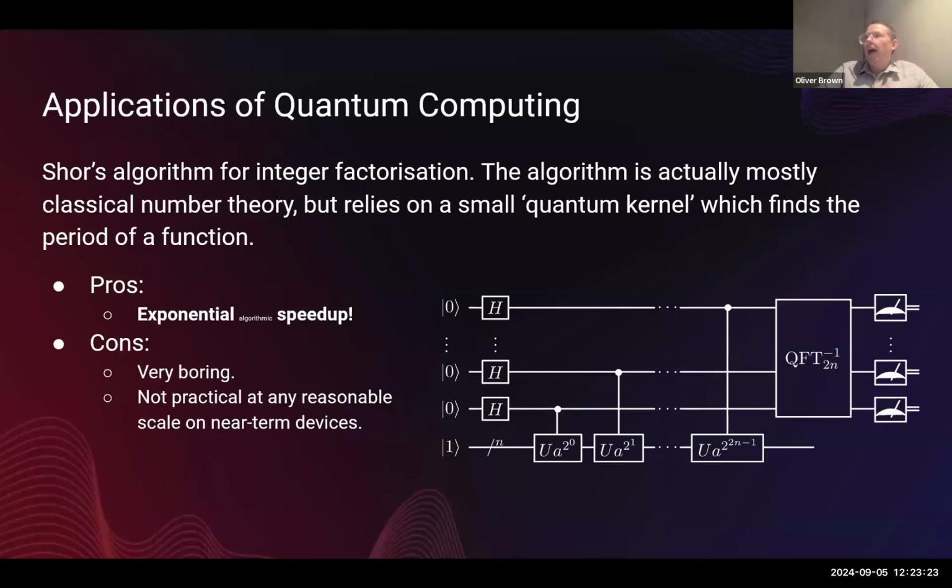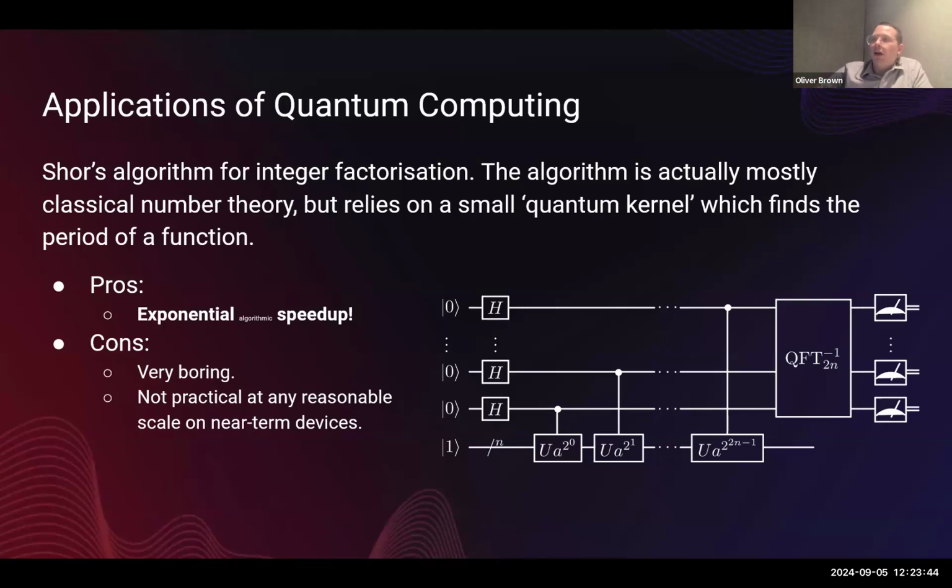So, applications of quantum computing. I'm going to be very brief on this because we have two much more detailed talks coming up from Ross and Mario on specific applications. But to expand a little bit more on what it means for a quantum computer to be useful, let's first of all talk a bit more about Shor's algorithm, which Chris already introduced for integer factorization.